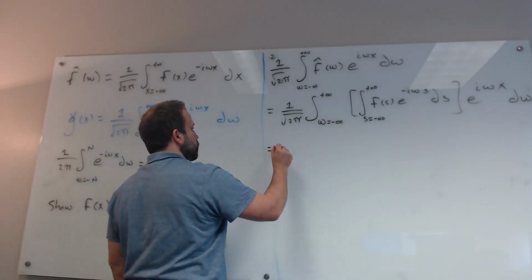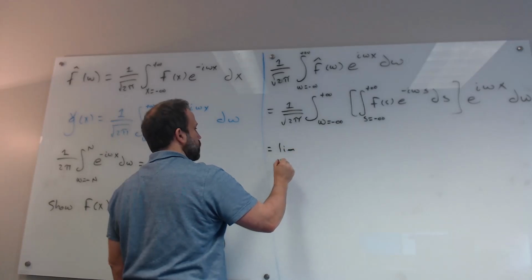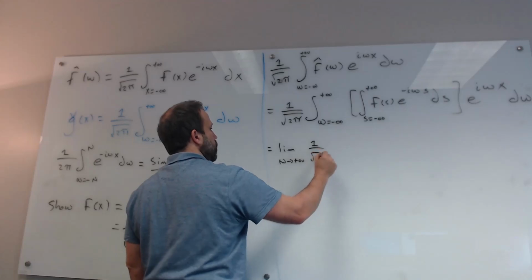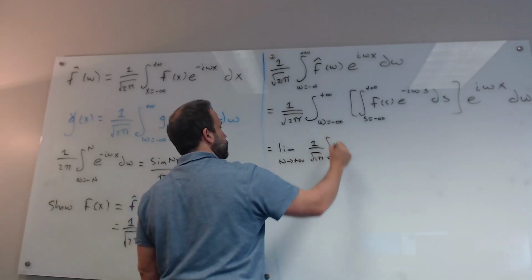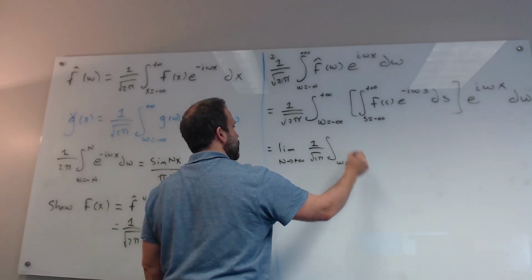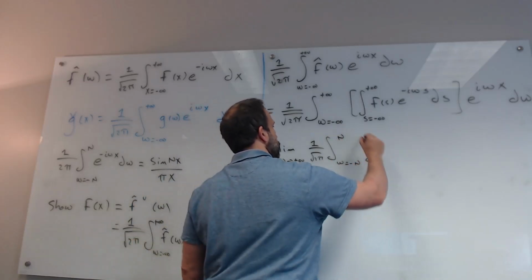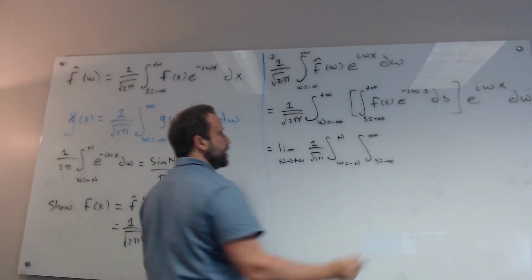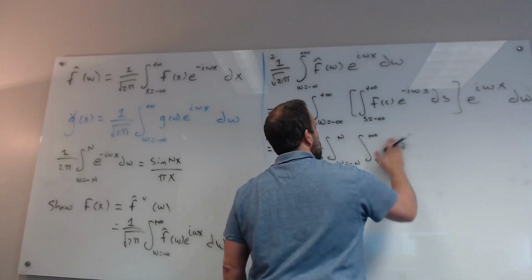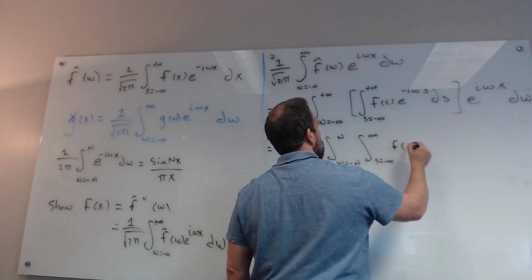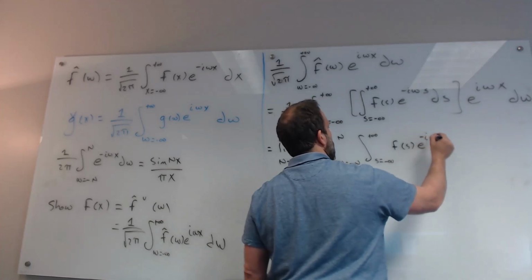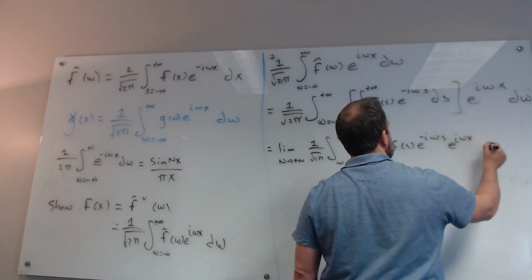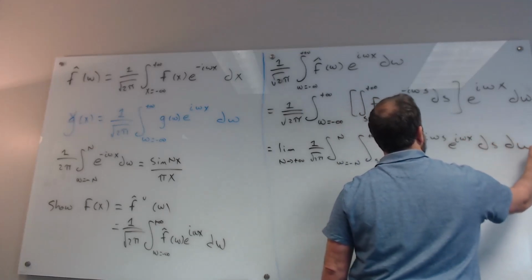So this is equal to the limit as n goes to infinity, 1 over the square root of 2 pi, and then we're going to look at the integral omega equals minus n to n, and then have the integral s equals minus infinity to positive infinity, and we're going to have f of s e to the minus I omega s, and then e to the I omega x. The inner integral is ds, and the outer integral is d omega.